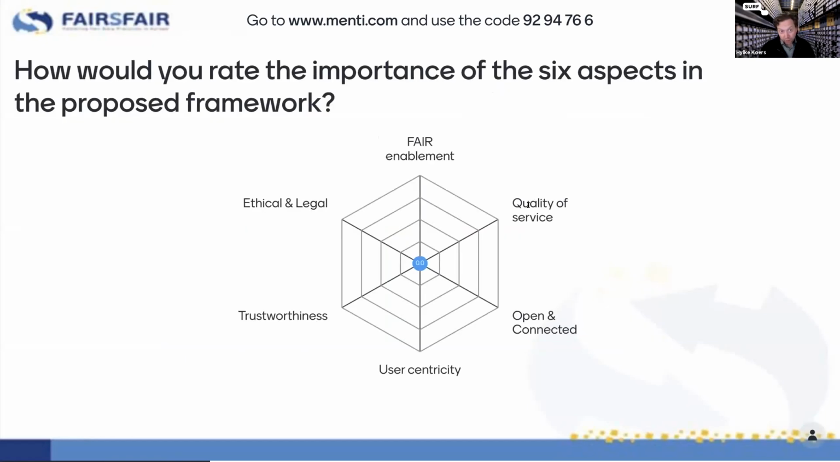So thinking back about these different aspects that we talked about in the framework as we presented it so far: the FAIR enablement, quality of service, open and connected, user centricity, trustworthiness, and ethical and legal aspects. How would you rate the importance? And importance, of course, with the ultimate view of making services supporting and enabling a real FAIR data ecosystem and the FAIRification of data and other digital objects. I'd love to see some views on this.